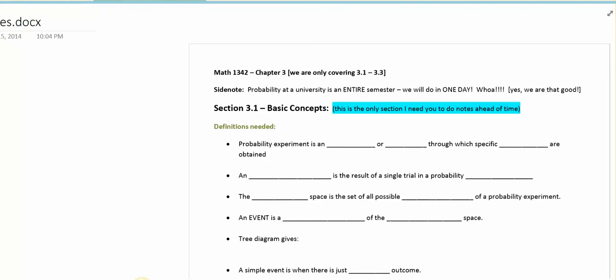So I'm just going to run through the definitions. In my opinion, I would print this and try to fill it in first and then listen to me explain. But if you're feeling lazy, follow along. So here we go. Definitions needed.